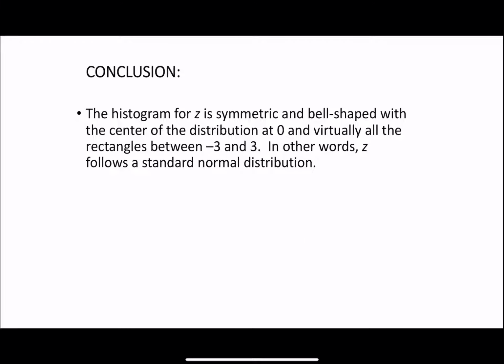So the histogram for z is symmetric and bell-shaped with the center of distribution at 0, and almost all of the rectangles are between negative 3 and 3. Those z-scores, remember, 99.7% of our data is between 3 and negative 3 standard deviations, or a 3 and negative 3 z-score. So it follows a standard normal distribution.